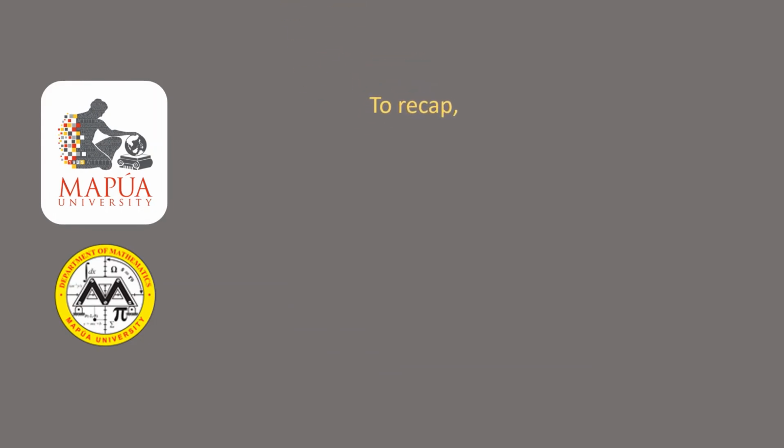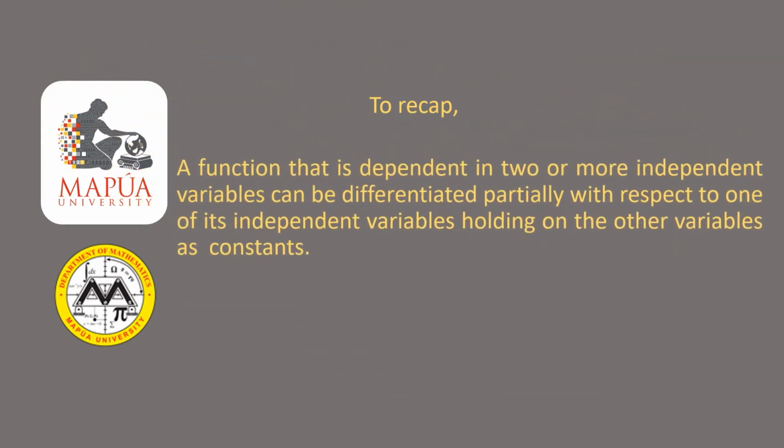As we can see in this lesson, if we are given a function that is dependent on two or more variables, then we can differentiate this function partially with respect to one of its independent variables, doing it while holding the other variables constant.